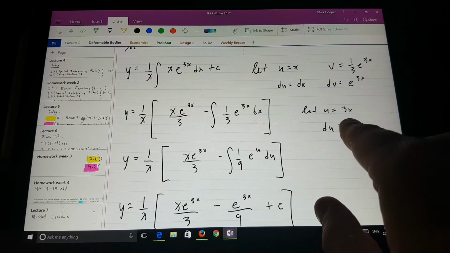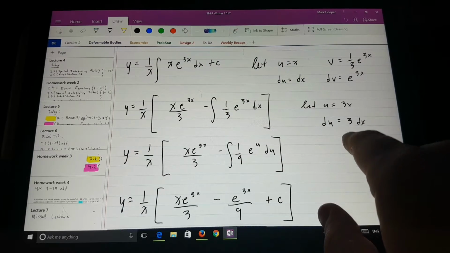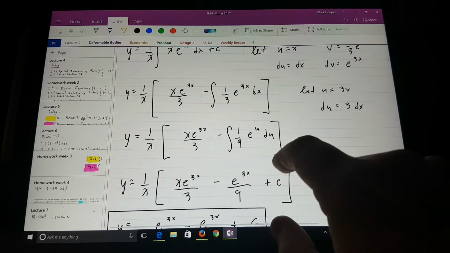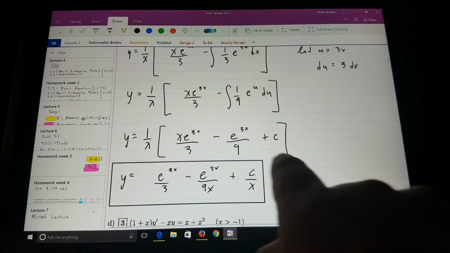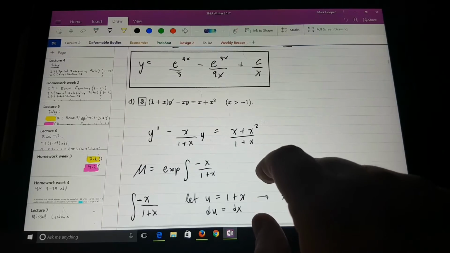And then I had to do it again. Or sorry, I had to do a u-sub just to make this easier. So we got this, and then we go ahead and distribute that x, and then we're going to get that as our solution. Okay, what's this one?